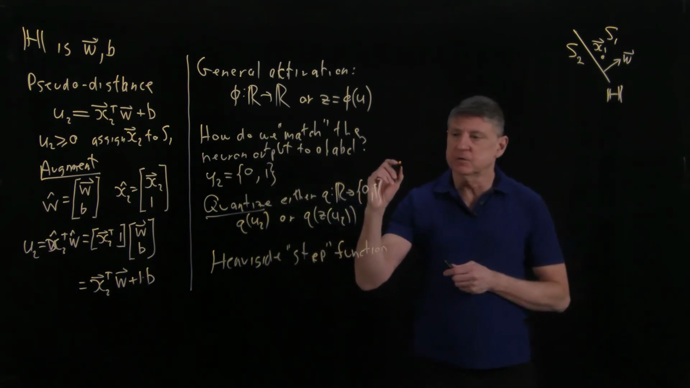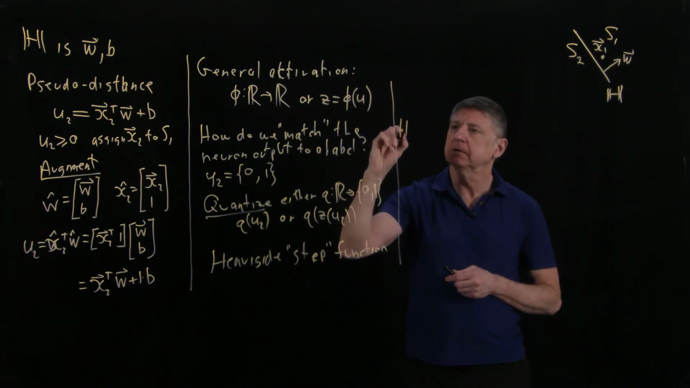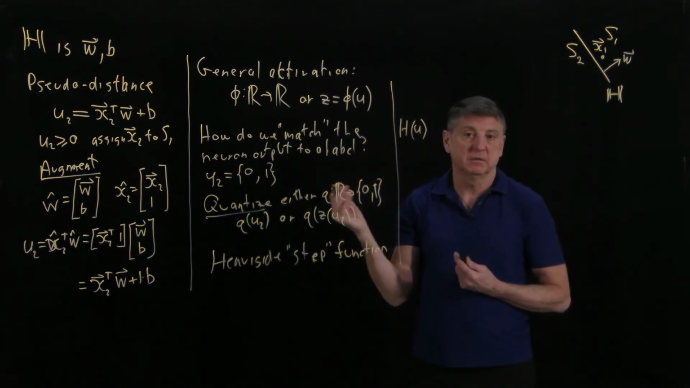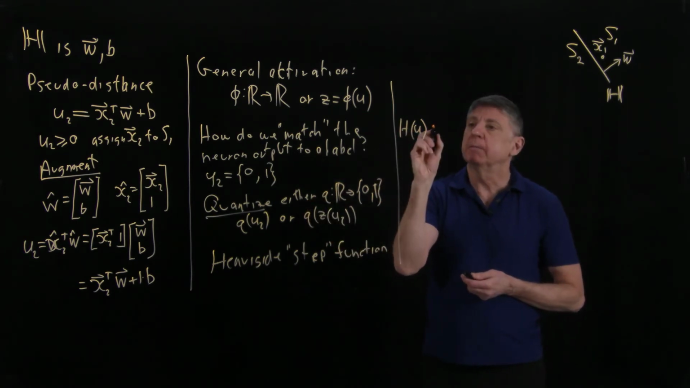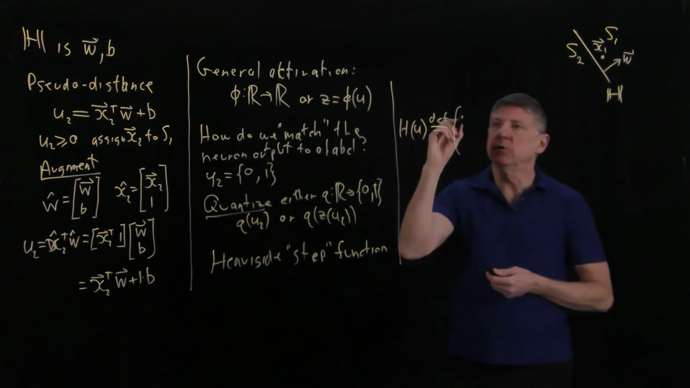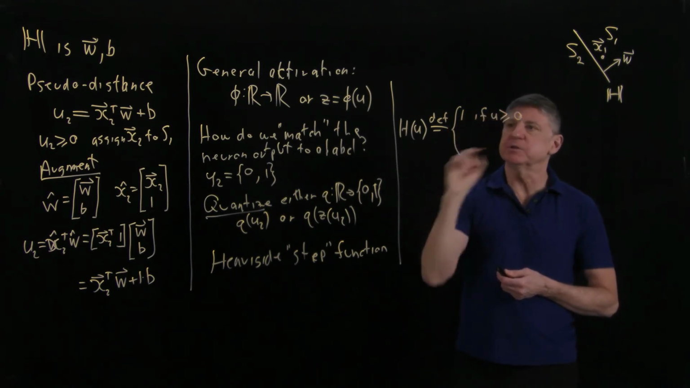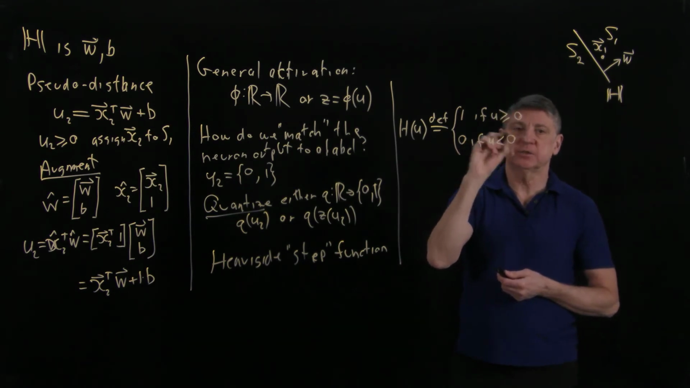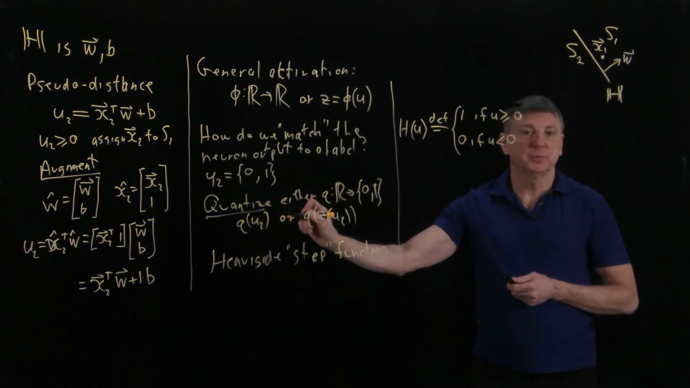So what that looks like is the Heaviside step function, which we'll write as Heaviside, and I'll just say we're taking the variable u. It could be the variable z. But we will define this as its output is 1 if u is greater than or equal to 0, and it's 0 if u is less than 0. And so that is the quantization function that we'll use.